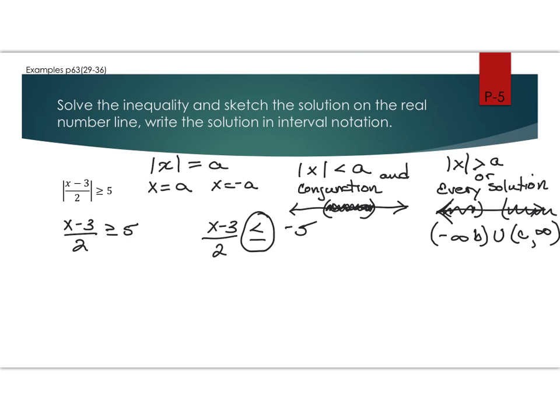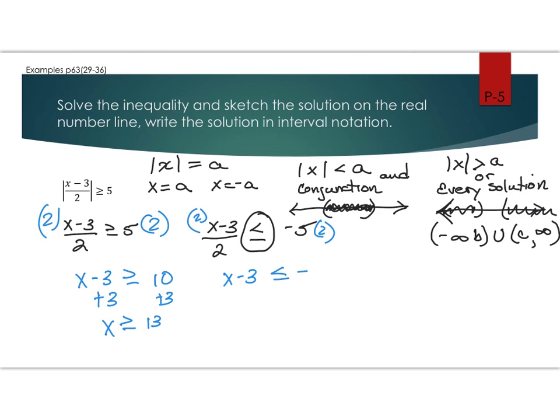Now I'm going to multiply both sides by 2. And I get x minus 3 greater than or equal to 10. Add 3, and I get x greater than or equal to 13. Then on the second one, again, I multiply by 2. The solving is the easy part. And I get x minus 3 less than or equal to negative 10. I add 3, and I get x less than or equal to negative 7.